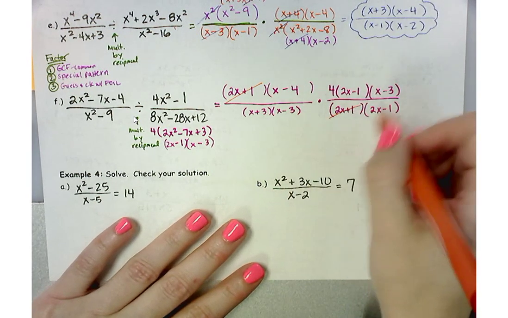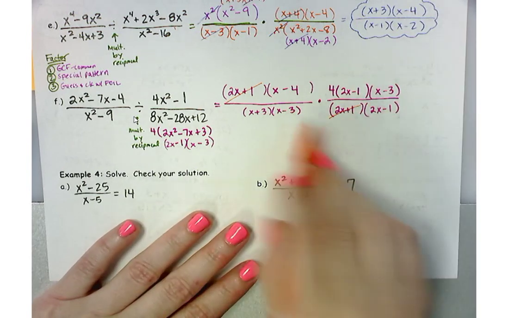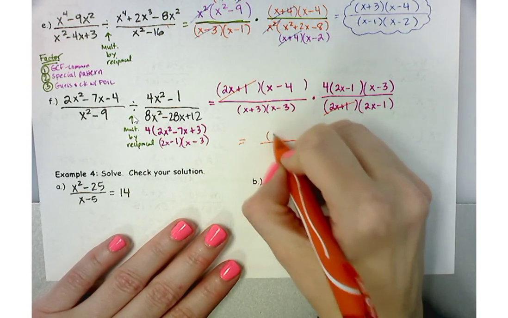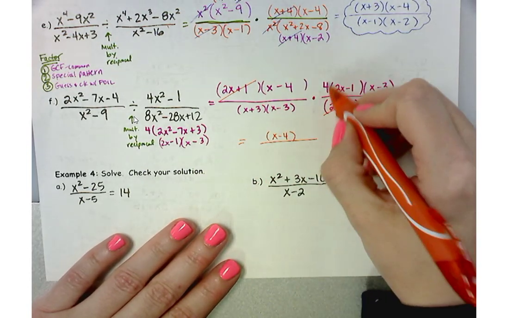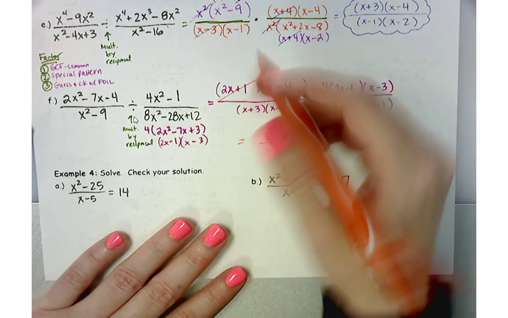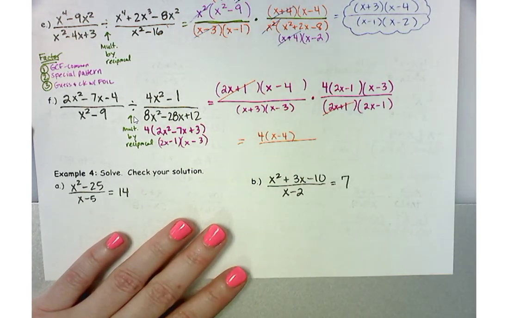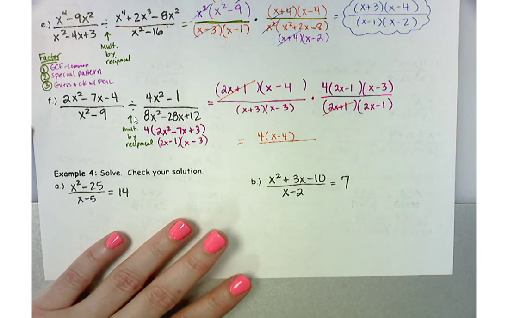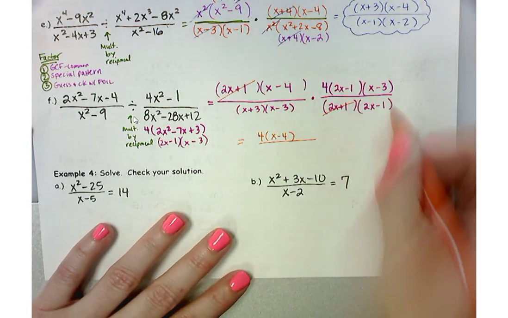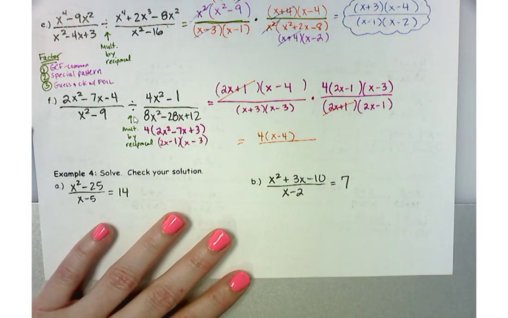Or I skipped one, right? 2x minus 1, does that cancel? Yep. x minus 3? Yep. And then, I don't have anything there. So x minus 4 times 4. On the bottom, I have x plus 3. So on the top, I have 4 times x minus 4 over x plus 3. So again, you're not distributing. You're going to leave that in factored form. So leave out the GCF.